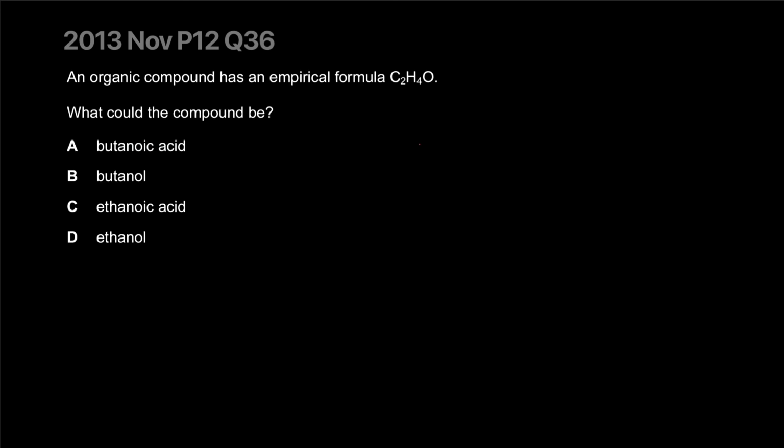Butanoic acid is C3H7COOH. The empirical formula, or just condensed formula, is C4H8O2, which simplifies to C2H4O. Is that our answer? I guess so. Well, let's figure out the rest.